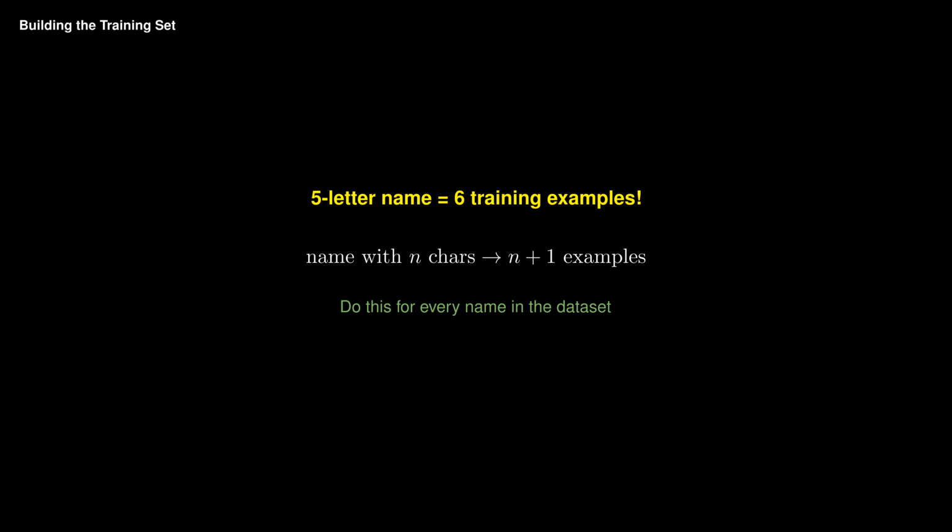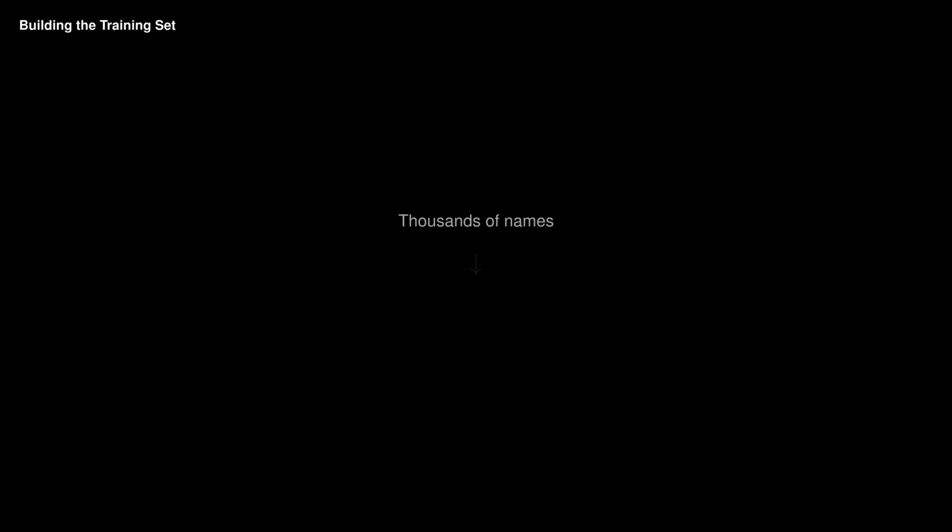Every name in the dataset gives us multiple examples. A name with n characters produces n plus 1 training pairs. Do this for every name, and we get thousands of input-output pairs. With thousands of names in our dataset, we end up with tens of thousands of training examples.